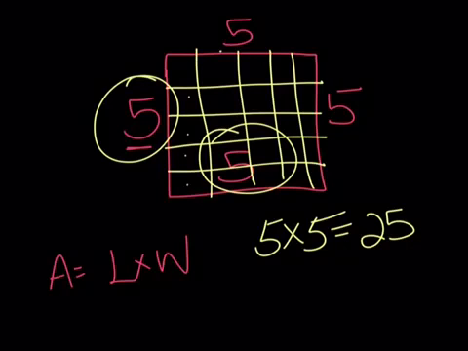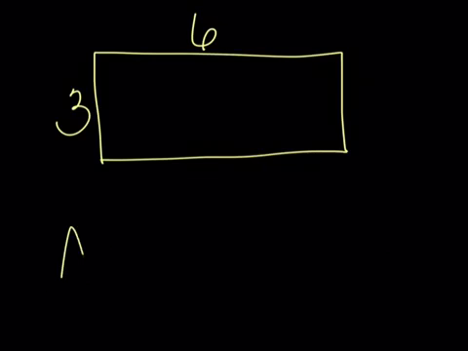I could draw my grid lines all the time, but that's pretty slow. You're not going to want to do that all the time. So it's much faster to multiply. So 5 groups of 5 is equal to 25. All right, draw this example and let's find the area.